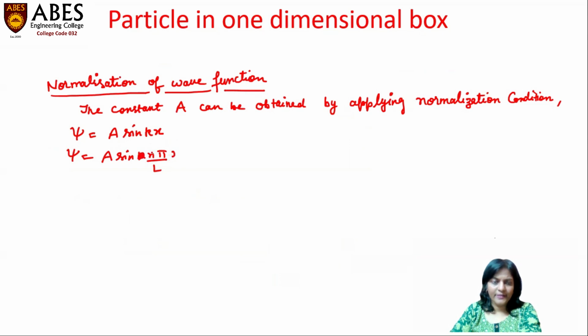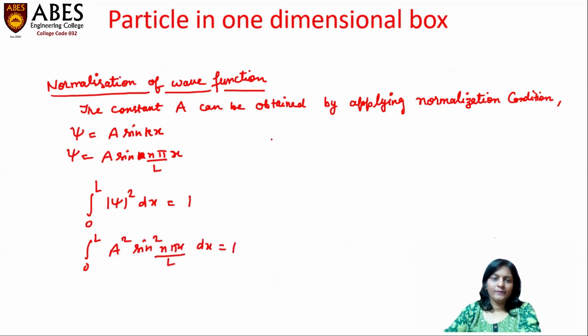As a, in place of k, I can write like this. And we know the normalization condition is that the probability of finding the particle in a given region is 1. So the integral of psi square dx is equal to 1. This is called the normalization condition. So, from 0 to L, A square sine square n pi x upon L into dx is equal to 1.